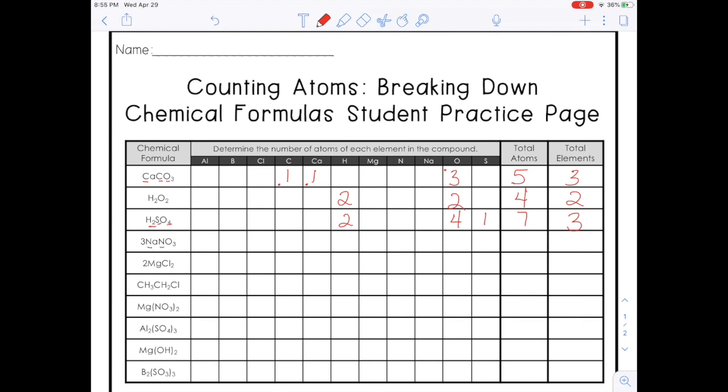3NaNO3. So Na has no subscript, so that's 1 times the 3 coefficient, so that's really 3. N has no subscript, so that's 1 times the 3 coefficient, so that's also 3. Oxygen has a subscript of 3 times the 3 coefficient, so that one is 9. If I add those together, 3 plus 3 is 6, plus 9 is 15. And if I look at my number of boxes, I see that I have 3 elements in that formula.